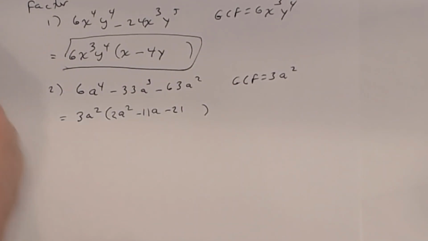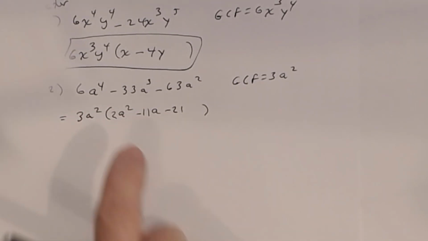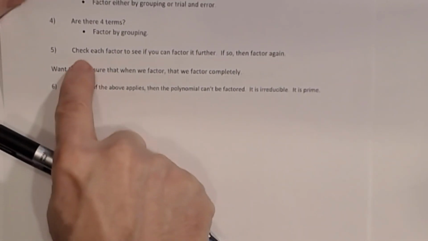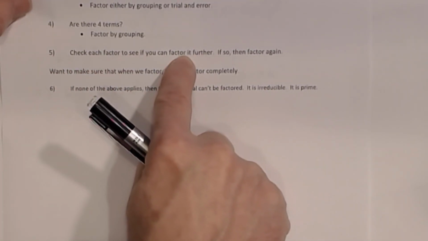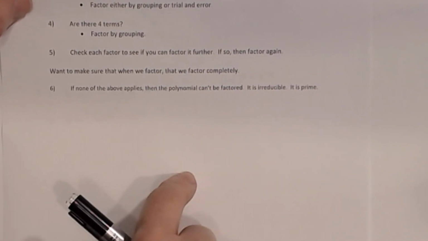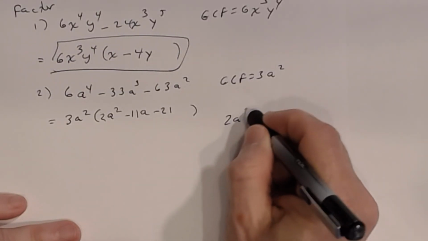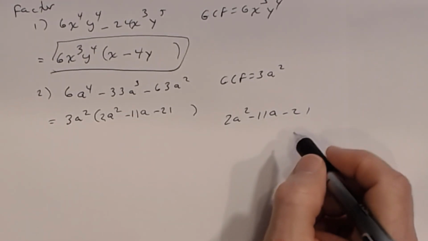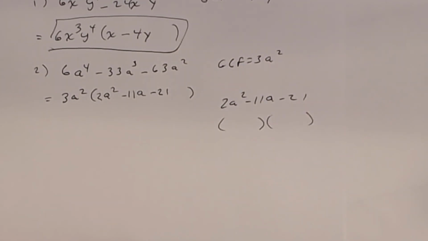But always remember, don't say that's the answer, because you see this factor right here, this trinomial? Look at number 5. Check to see if you can factor it further. If so, then factor again. So I'm going to go off to the side. I'm going to write this over: 2a squared minus 11a minus 21. Let's see if I can factor this as 2 binomials.